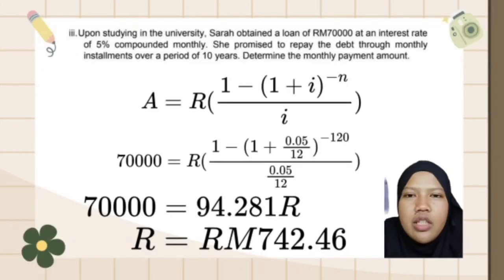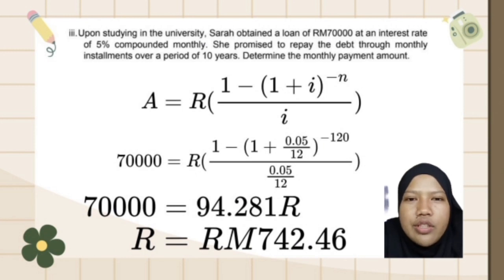And the last question. Upon studying in the university, Sarah obtained a loan of 70,000 ringgit at an interest rate of 5% compounded monthly. She promised to repay the debt through monthly installments over a period of 10 years. Determine the monthly payment amount.